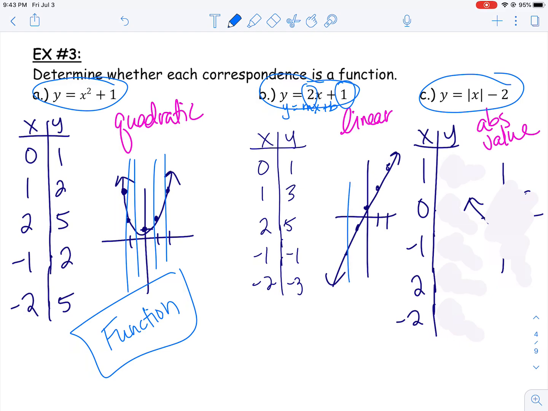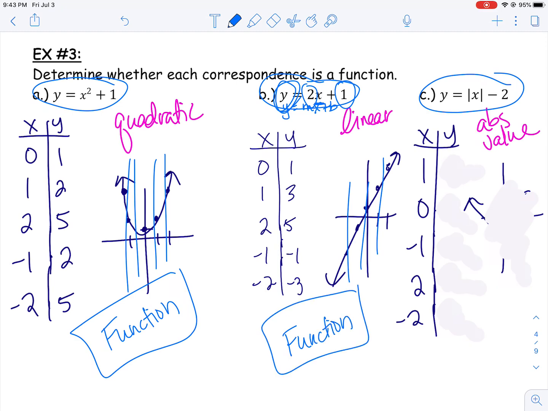If that's a line, and I go to draw a vertical line, no matter where I draw a vertical line, isn't it always only going to touch it once? If you put in one x into your equation, you're always just going to end up getting one y value out. So this is another example of a function.